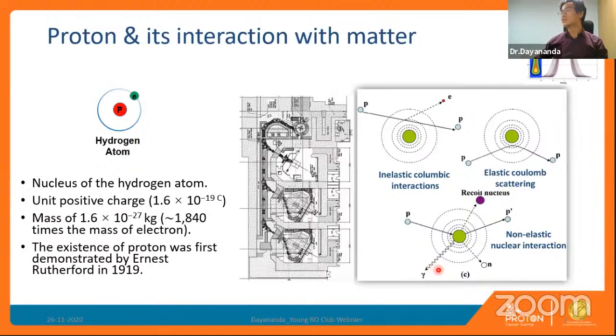So this leads to a concern on the shielding design. This has implications for the shielding design calculations. When you have to plan a proton therapy facility, then you have to calculate the shielding design, and these shielding designs will be mainly influenced by what kind of neutron and gamma radiations are emitted because of this non-elastic nuclear interaction.